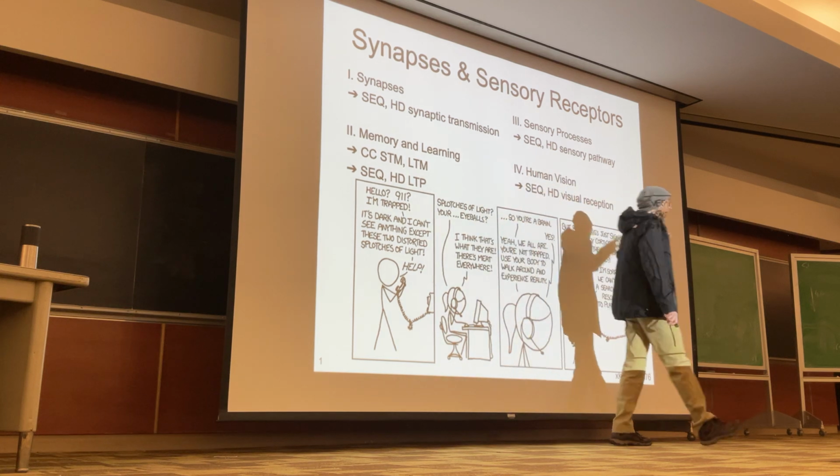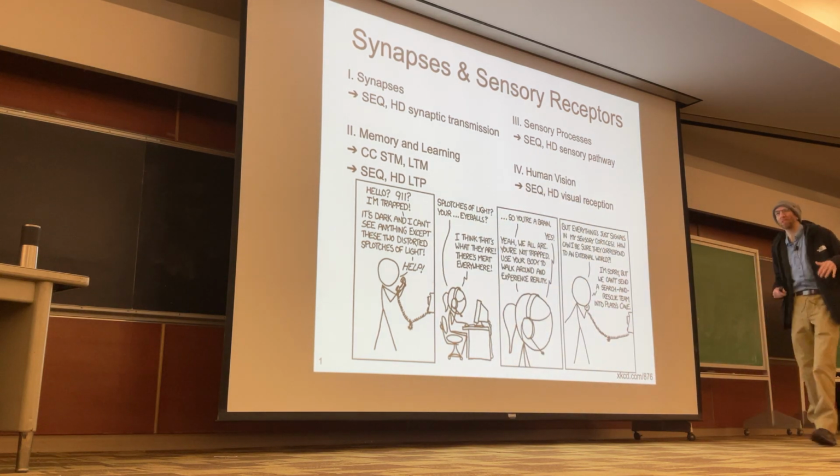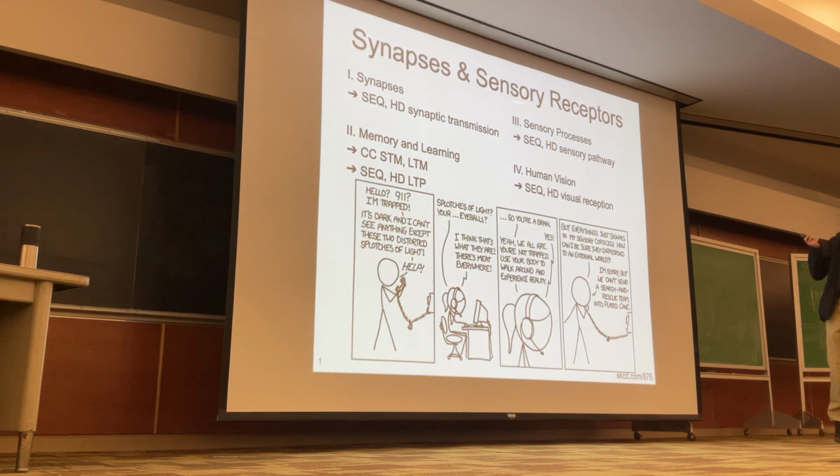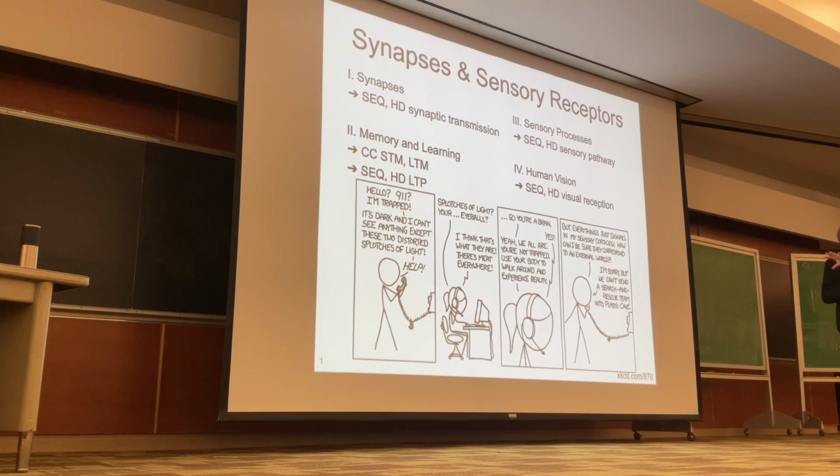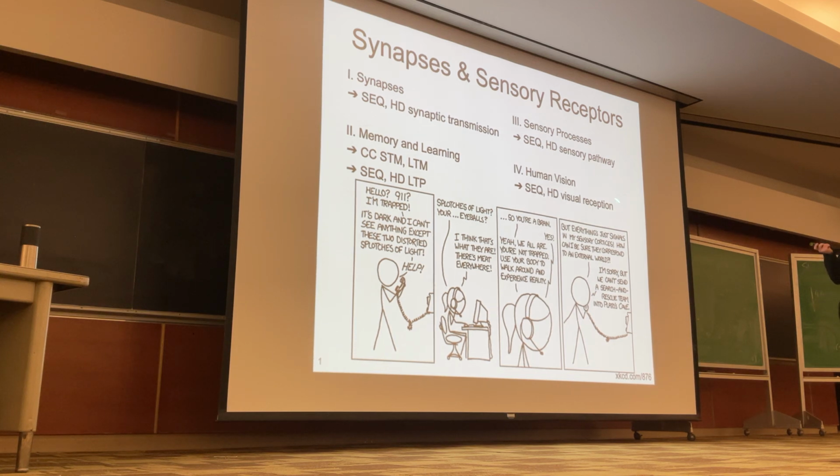Then comes our second half. We're going to talk about sensory processes. So part 3, we're going to look very generally at how sensory processes work. What are the steps in sensory reception? What are the components of those steps? So sequence that pathway. And we'll finish by looking specifically at human vision.